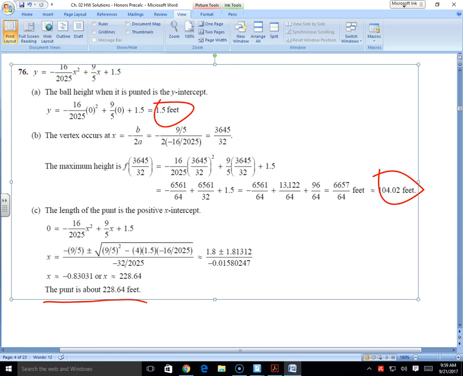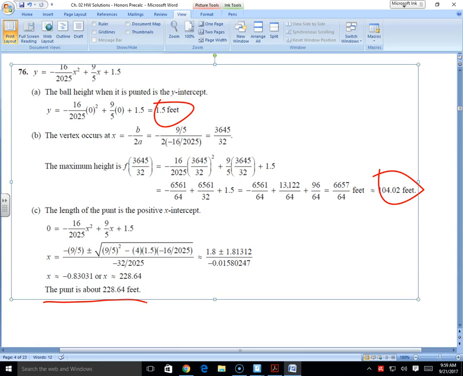Why'd they plug in 0 for X? Yeah, it's before it's punted, or as it's punted. Has it gone anywhere yet if it's being punted? Horizontally, no, it's still back here. It hasn't gone down the field at all. The guy's still in the process of punting it. So we say the horizontal distance, how far it's gone horizontally, is 0. Not that it's on like a 0-yard line, whatever that is. It's because it hasn't gone anywhere away from the punter.